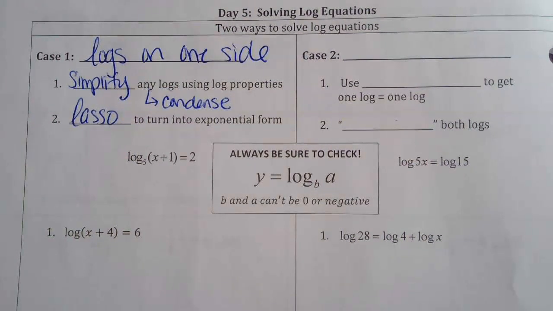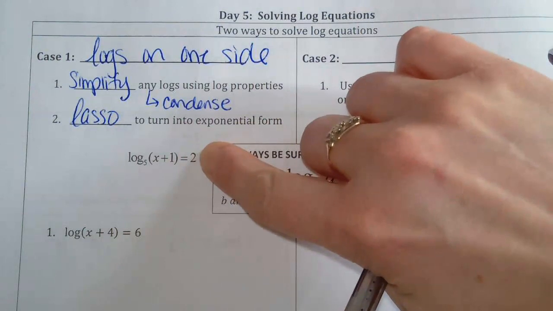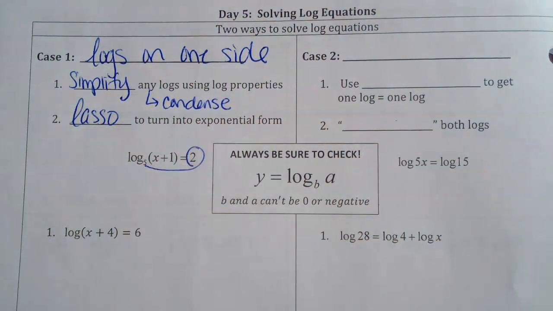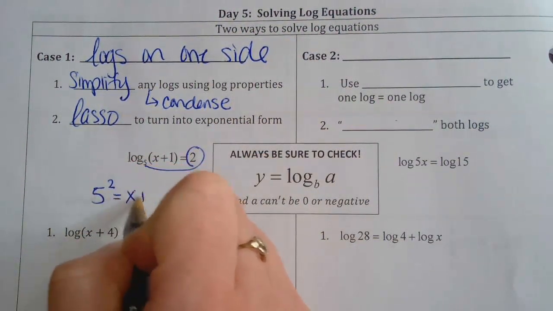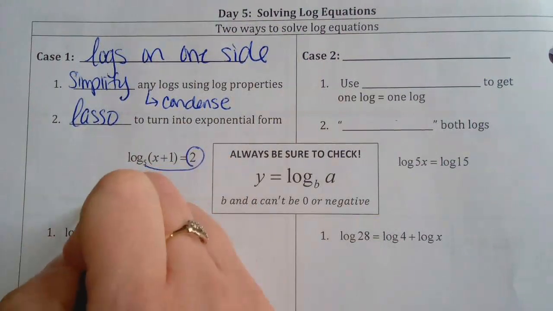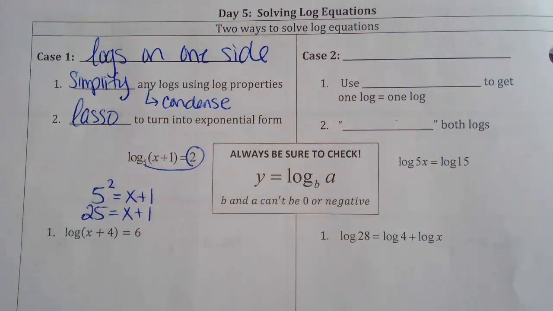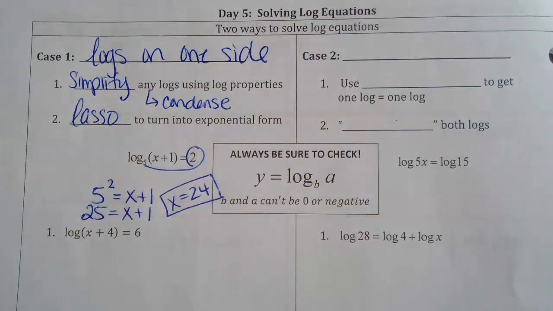So a very basic first example, we have a single log equal to a number. That is as condensed as I can make it. So I'm going to lasso this problem. So that would be 5 to the second power equals x plus 1. 5 to the second power is 25. And subtract the 1, we would get x equals 24 as our final answer.